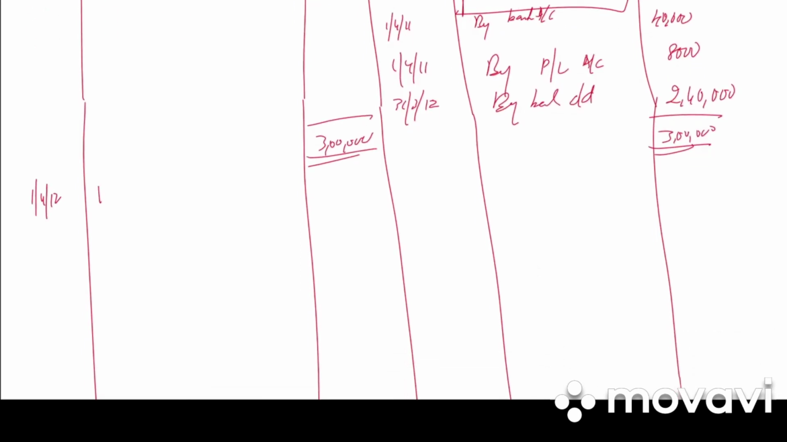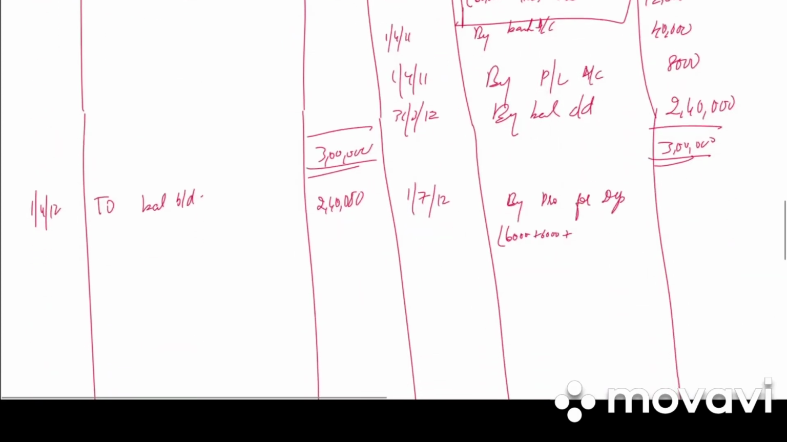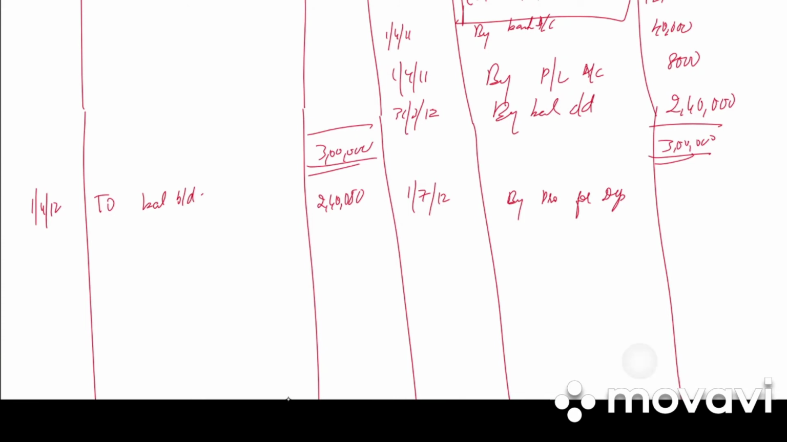Then on 1st April 2012 to balance brought down 2,40,000. On 1st July, second machine was sold for 28,000. So one more machine is sold. Depreciation will be calculated for 3 years. That is 6,000 plus 6,000 plus 6,000. And for next it will be only for 3 months. So 1,500. It is 19,500.